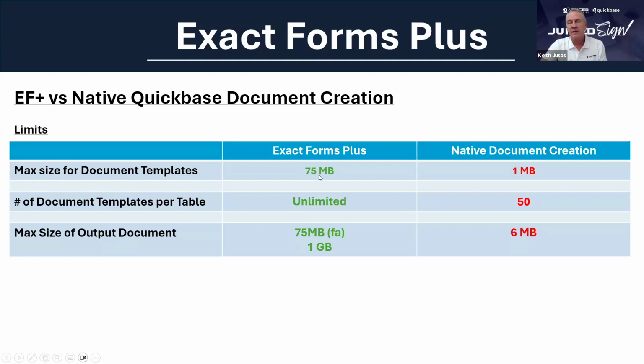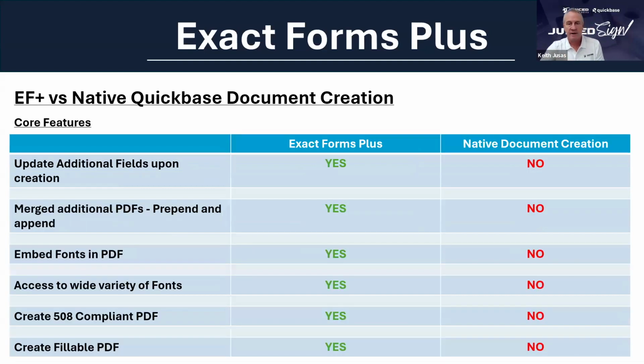We don't restrict you on the size of the document you can create as well. We say 75 megabytes here because that's the limit on the file attachment field. But if you wanted to store it in S3 or somewhere else, then you can go up to potentially a gig if you want to get crazy. But again, these are just some of the limits straight out of Quickbase's help site.